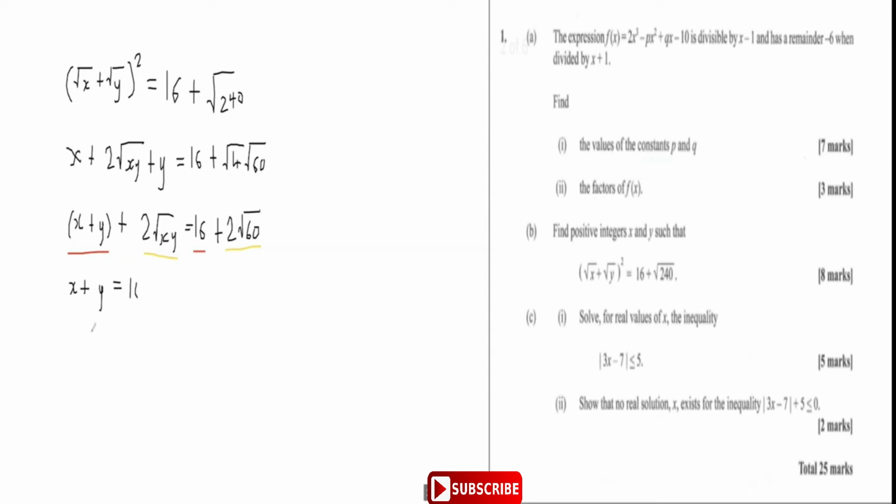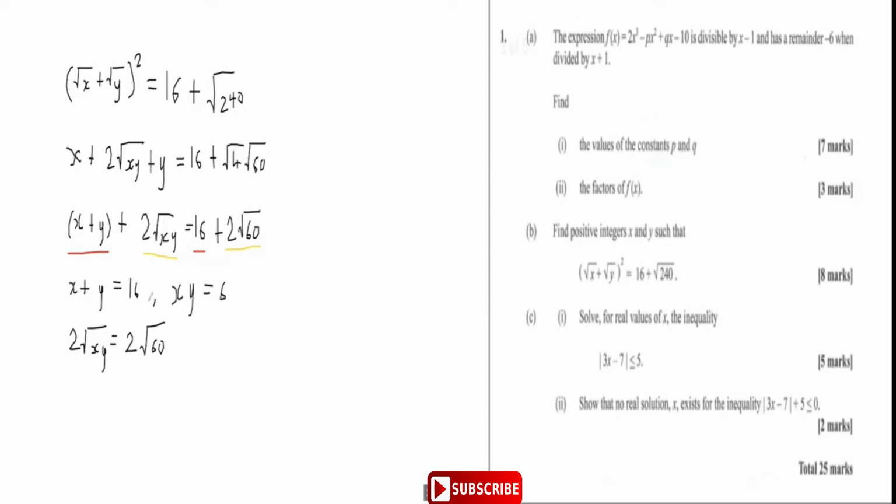and from this it's telling me that 2 times the square root of xy is equal to 2 times the square root of 60. That's what that is telling me. Now if 2 times the square root of xy is equal to 2 times the square root of 60, then really the next equation they're getting at is just that x times y is equal to 60.